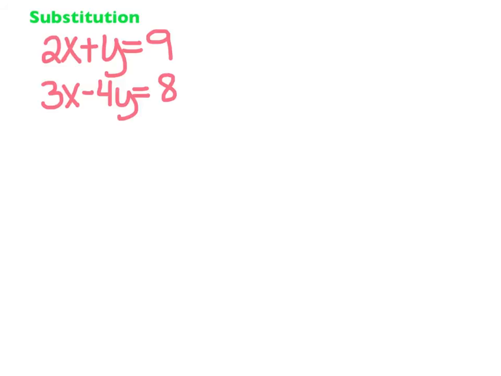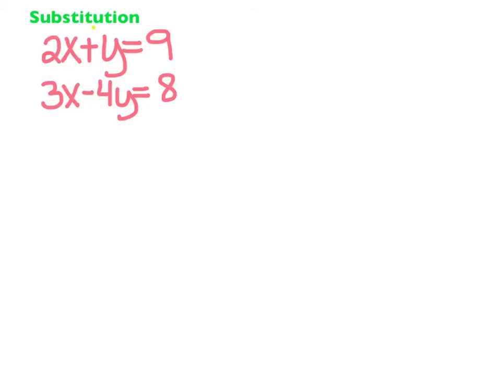Our next method of solving is substitution. I know you guys have done this before. The best way for me to explain it is to demonstrate it, so let's just do an example. I have these two equations: 2x + y = 9 and 3x - 4y = 8. In order to do substitution, we have to solve one of these two equations for one of its variables. We need to isolate a variable.